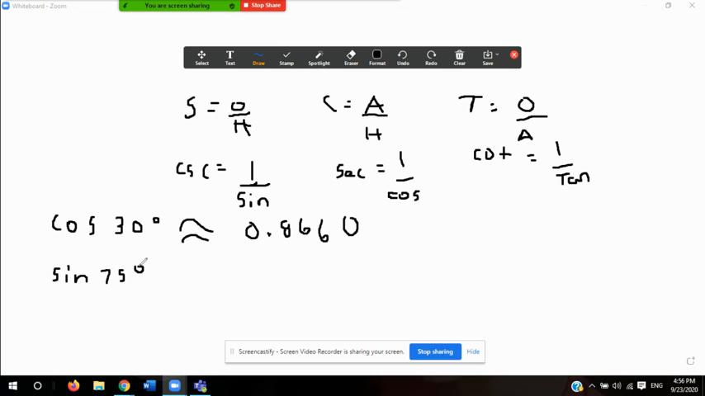0.96592. It's actually, the answer is 0.965925826. Now we want to round that off to 4 decimal places. So we look at the last digit, which is the 9, and next to the 9 I have a 2. So we simply round this off to 0.9659. We say approximately 0.9659.